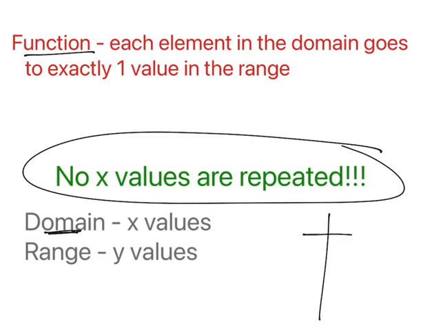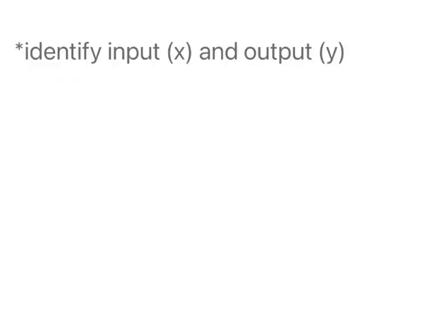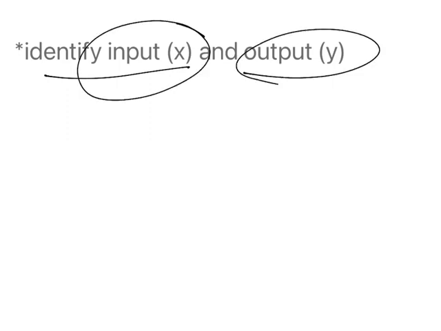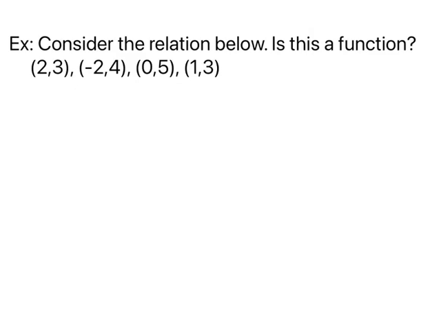I like to put them in a table, either an XY, or just line them up so that I can see, do I have any x's that repeat? If the answer is yes, then you don't have a function, okay? So we always want to start by identifying the input, which is your x values, and your outputs. If any inputs repeat, then you do not have a function. All right, so consider the relation below.